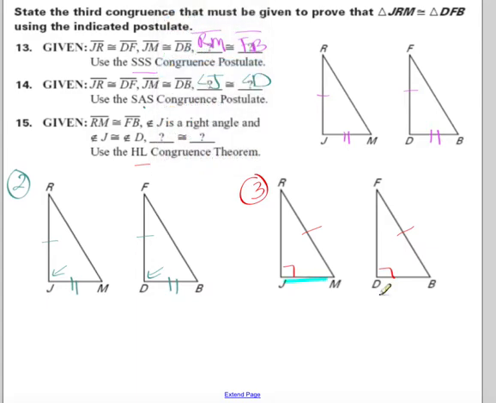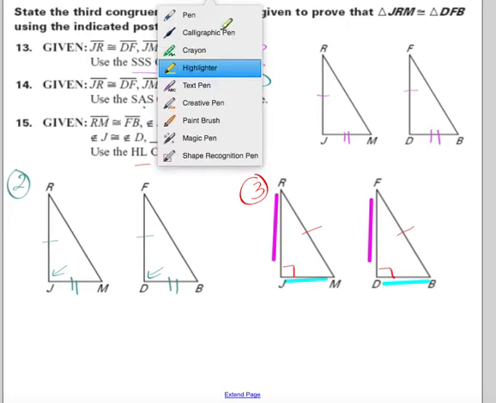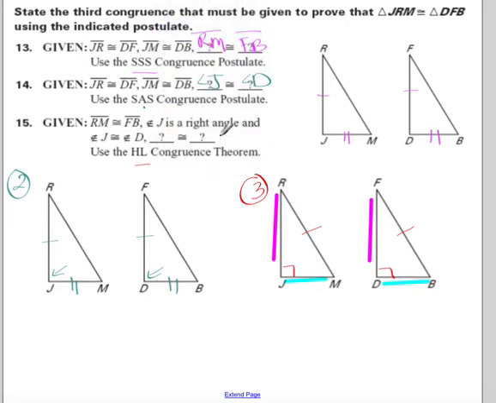We could put JM congruent to DB, or we could put RJ congruent to FD. Either one of those will be correct. I'm going to list both of them. So we could say JM congruent to DB, or we could say that RJ is congruent to FD. So two choices there because you already have the hypotenuse, you've already got the right angles. You needed just one set of corresponding legs to finish that one out.